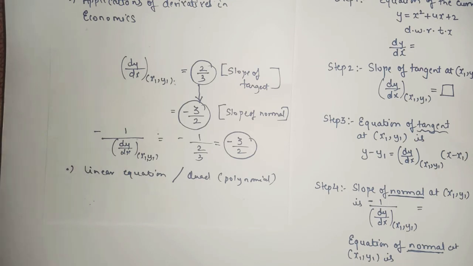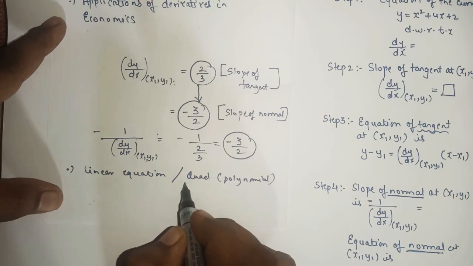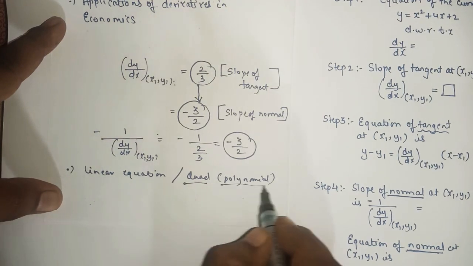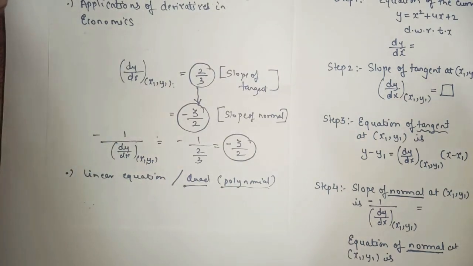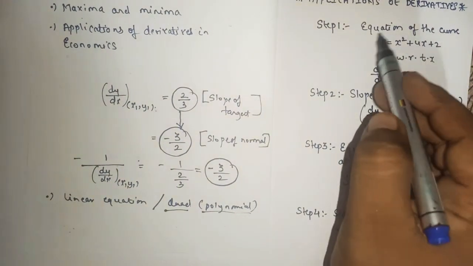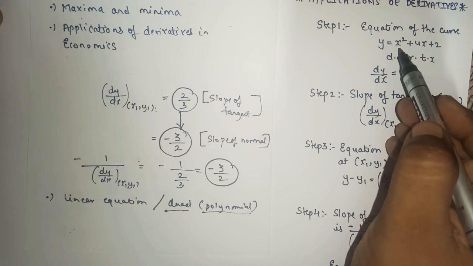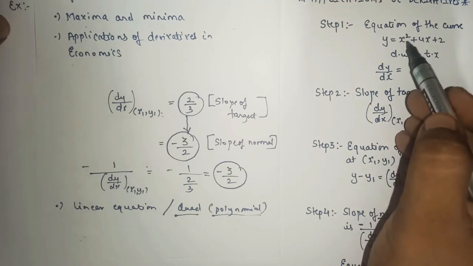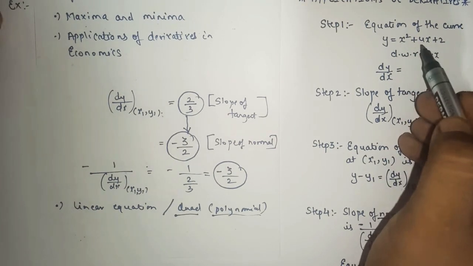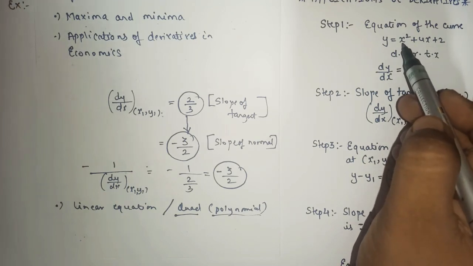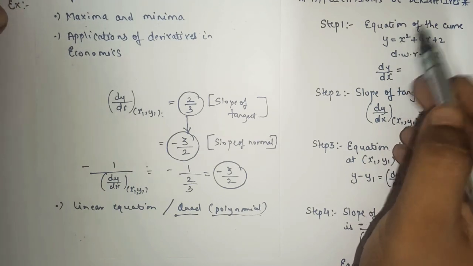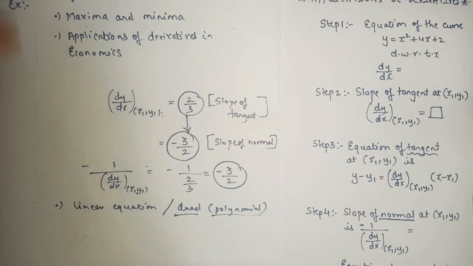Now remember this, whenever you have a quadratic equation or a polynomial form, like here we have an equation of a curve, as the power of the variable x is 2, so it is in the form of a quadratic. It looks like a quadratic, as the power of the variable is 2. If it is 3, it means we can say it is a polynomial.